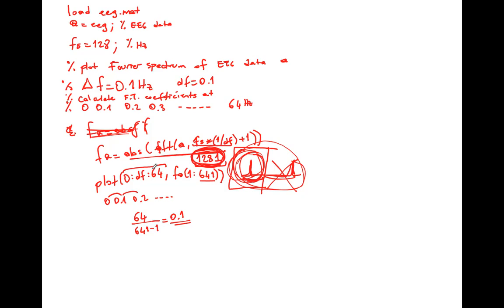There are 641 points. For example, between 0 and 1, how many points? 1, 2, 3, 4, 5, 6, 7, 8, 9, and 10, right? 10 numbers here, plus this one, 11. So I hope you got the main idea. For example, if now I would like to find out alpha wave average power, how should I do it?